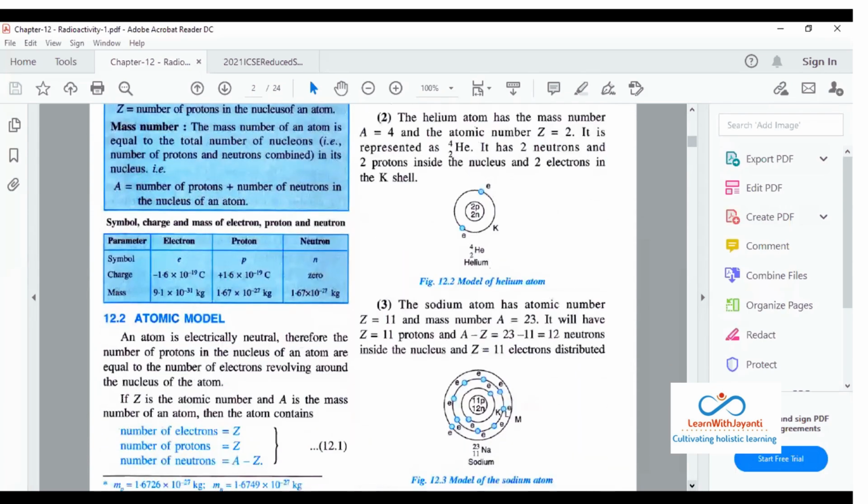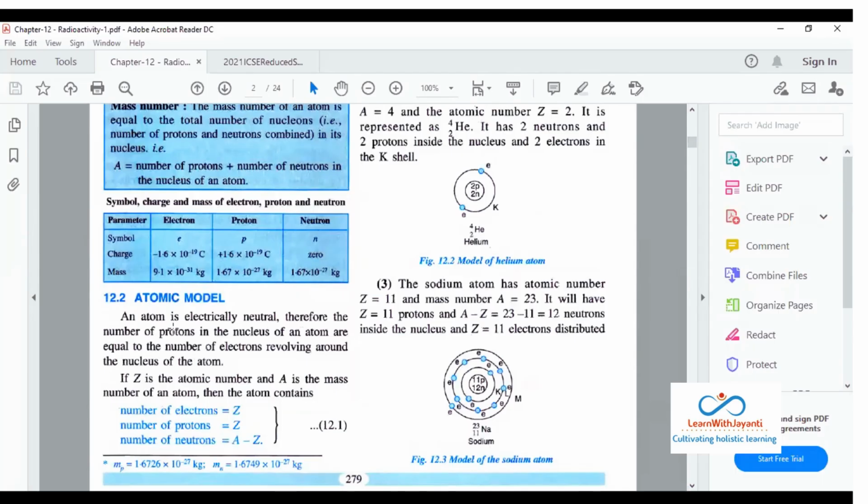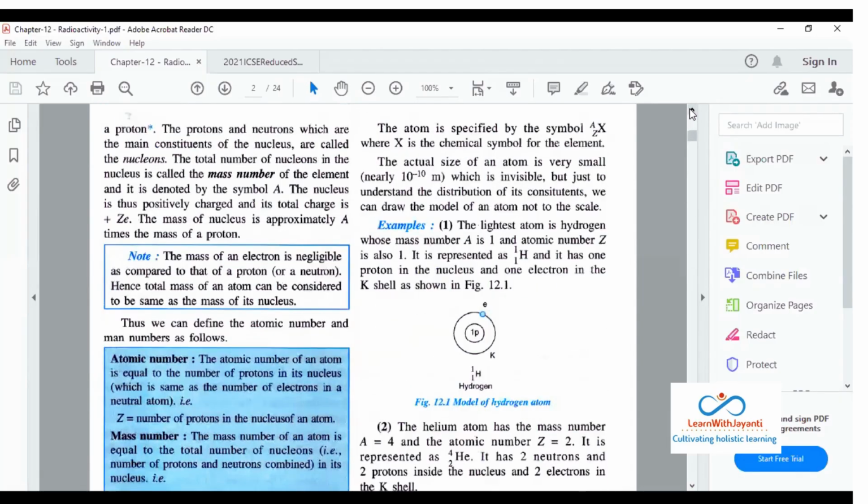Okay. Now what is the atomic model? An atom is electrically neutral, therefore the number of protons in the nucleus of an atom is equal to the number of electrons. So Z is the atomic number and A is the mass number. So the number of electrons is equal to Z, the number of protons is equal to Z, and what will the number of neutrons be? It will be A minus Z, atomic mass minus Z.